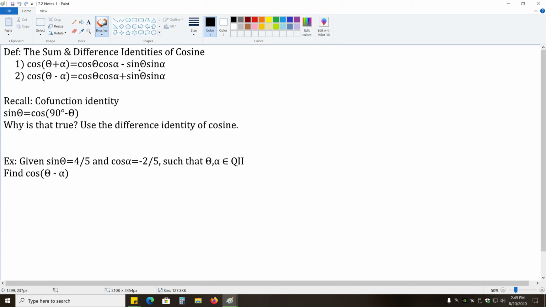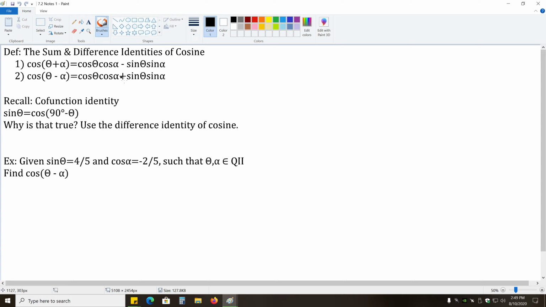So notice that these two formulas are very similar. The only difference is when you are adding two angles within cosine, you subtract in the formula, and when you are subtracting two angles in cosine, you add in the formula.